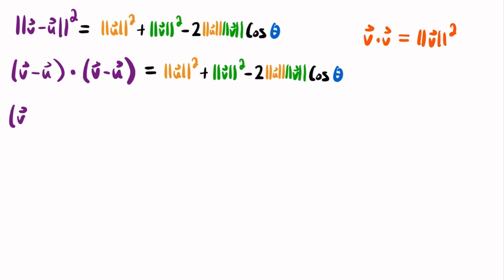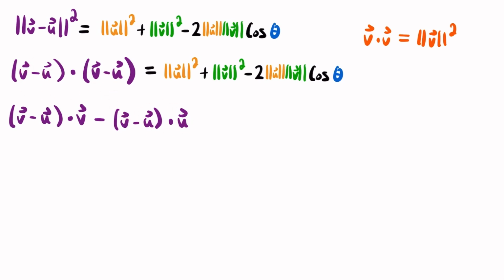We'll have vector v minus vector u times vector v, and then minus vector v minus vector u times vector u. All right, now just to make sure that you're following, I multiplied this vector, vector v minus vector u, by each of these vectors individually. So we have this vector times vector v right here, and then we are subtracting this vector times vector u, which we have right here.